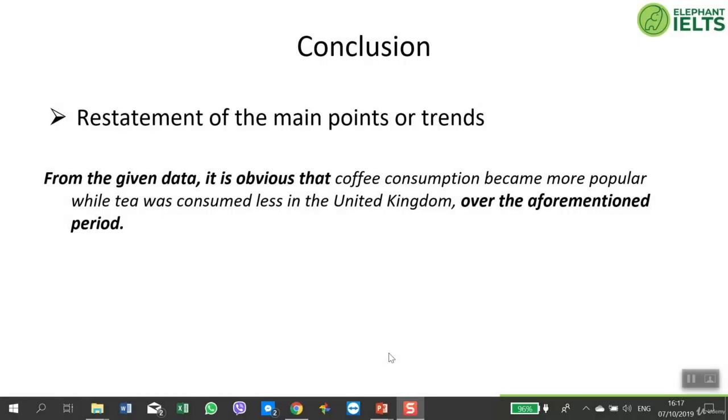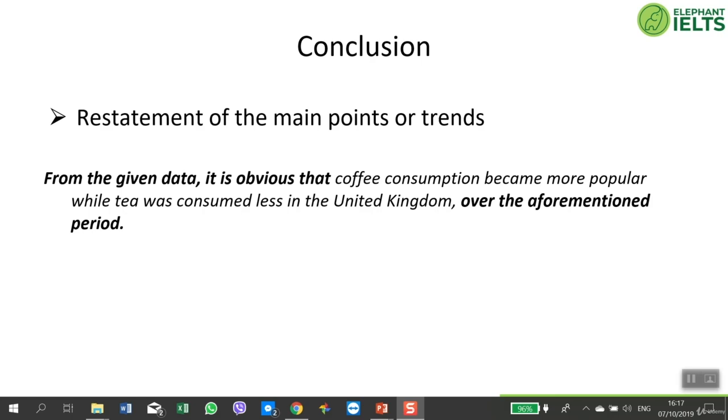Now for the conclusion. In the conclusion, we restate the main points or the trends, or if there's anything different that we noticed, we can put that in the conclusion. Look how we begin. From the given data, it is obvious that coffee consumption became more popular while tea was consumed less in the United Kingdom over the aforementioned period.